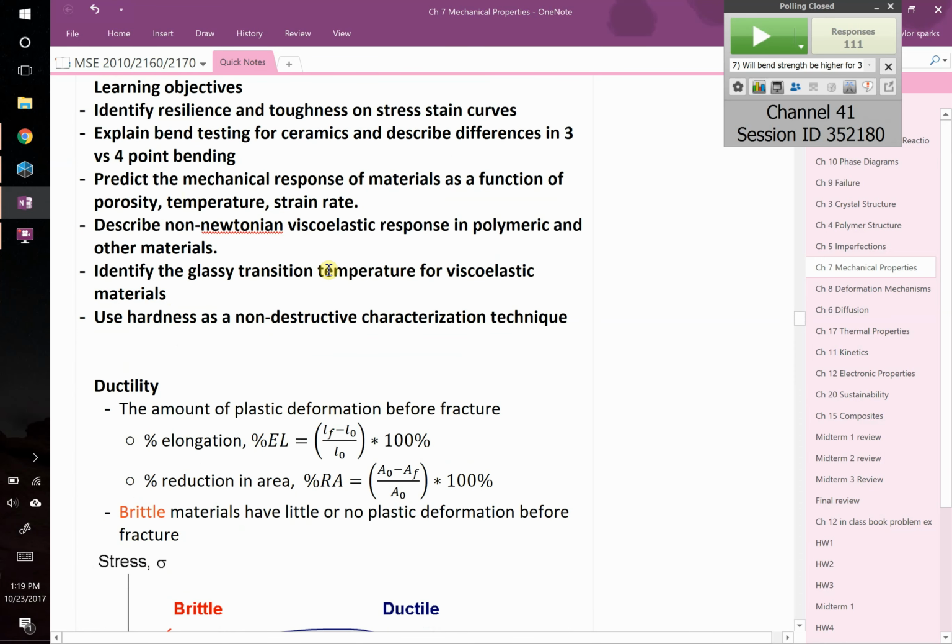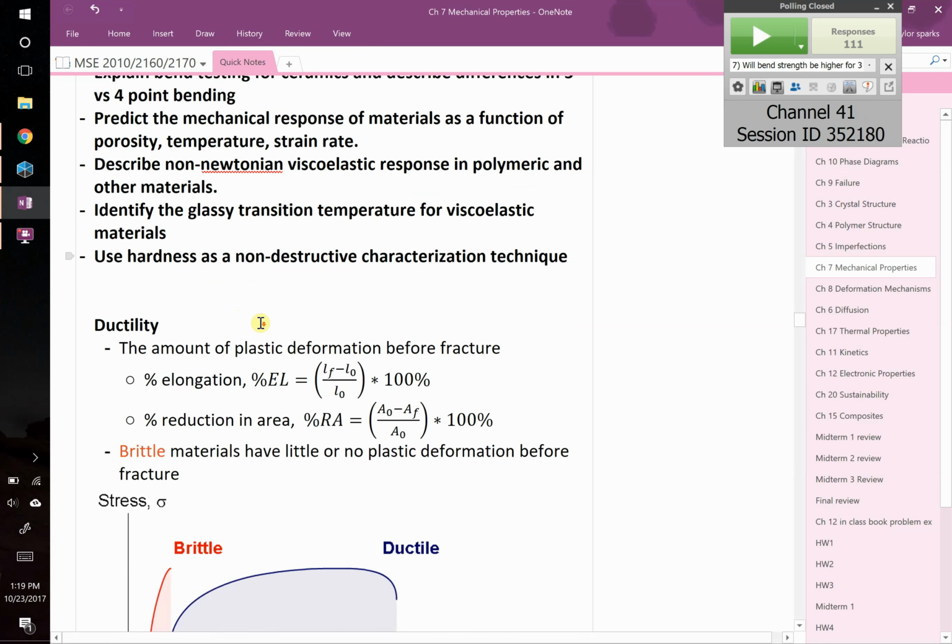Okay. We forgot to do our learning objectives. So let's talk about what else we want to cover today. We're going to talk about ductility a little bit more. We're going to talk about what happens to your Young's modulus when you introduce things like porosity. Okay, you went from a pure metal to one that has tiny little pores in it. What does that do? We'll talk about some non-Newtonian viscoelastic materials. This is most polymers. And if we have time, we're going to talk about the glassy transition and hardness, and maybe even Weibull modulus. We'll start that today.